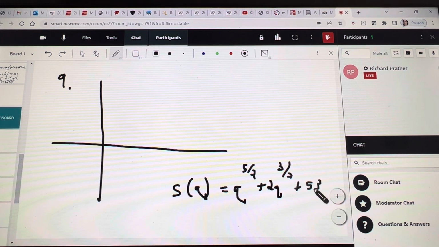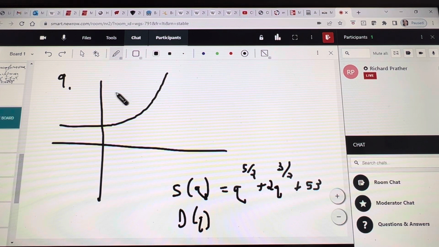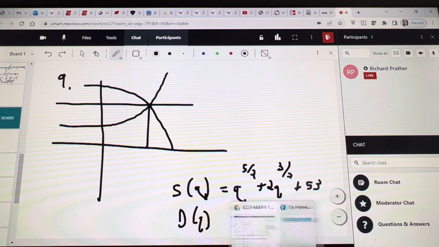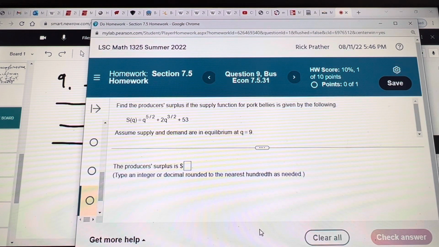And then in some problems, they give you a demand curve too. That would be D of Q. And then generally supply will go like this, and demand goes like that. So as supply increases, the demand for a product decreases. That's the law of supply and demand. And then right where that intersection point is, that's called the point of equilibrium.